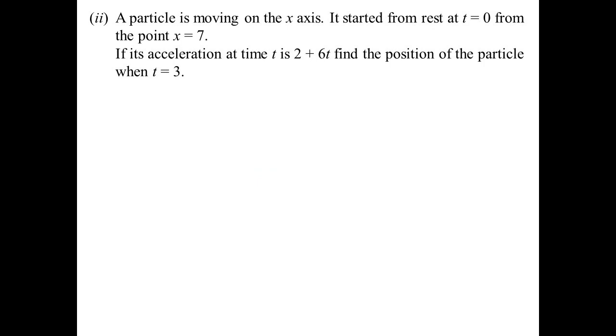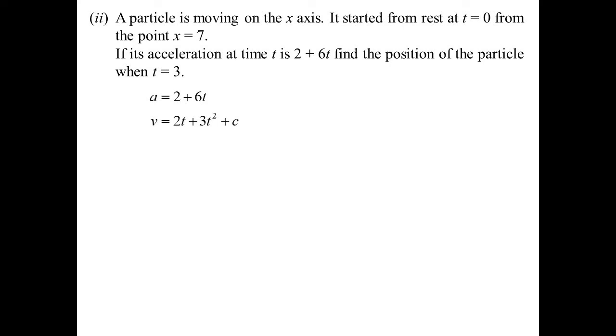This time we know it's moving on the x-axis, starts at rest, t equals 0, but it's actually starting not at the origin, it's starting at x equals 7. So its acceleration is 2 plus 6t. We want to find out where it is when t equals 3. Okay. We know acceleration is 2 plus 6t.